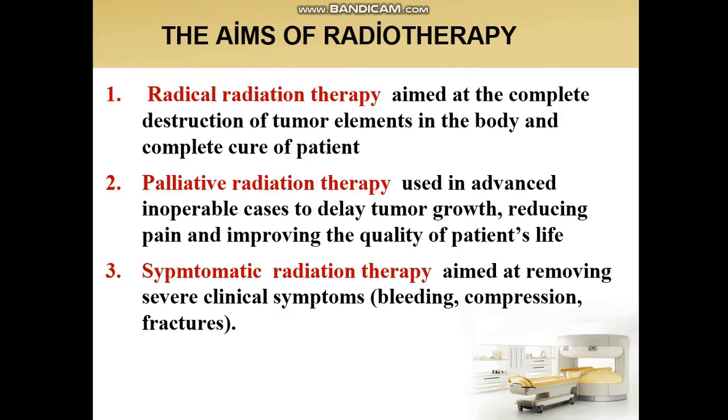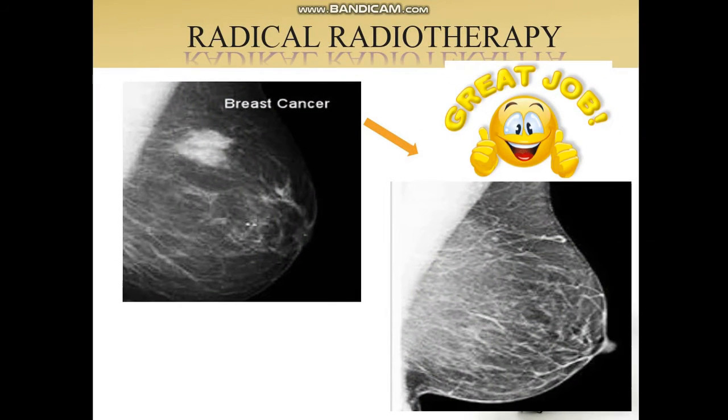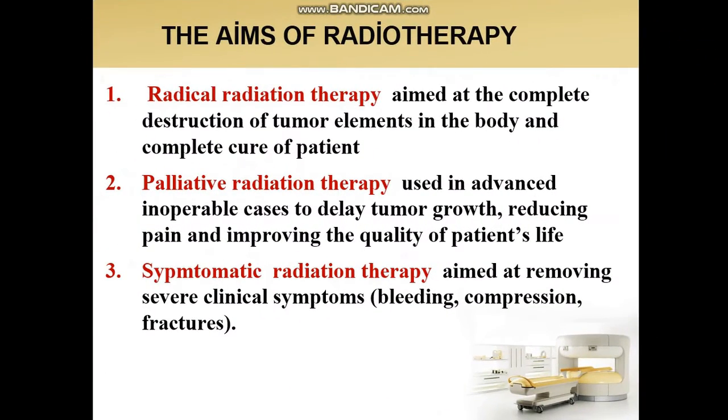Radical radiotherapy is aimed at the complete destruction of tumor elements in the body and complete cure of the patient. Of course, it is possible at an early stage of malignant tumor, as you can see here. That is, with the help of radical radiotherapy we can completely treat a malignant tumor.